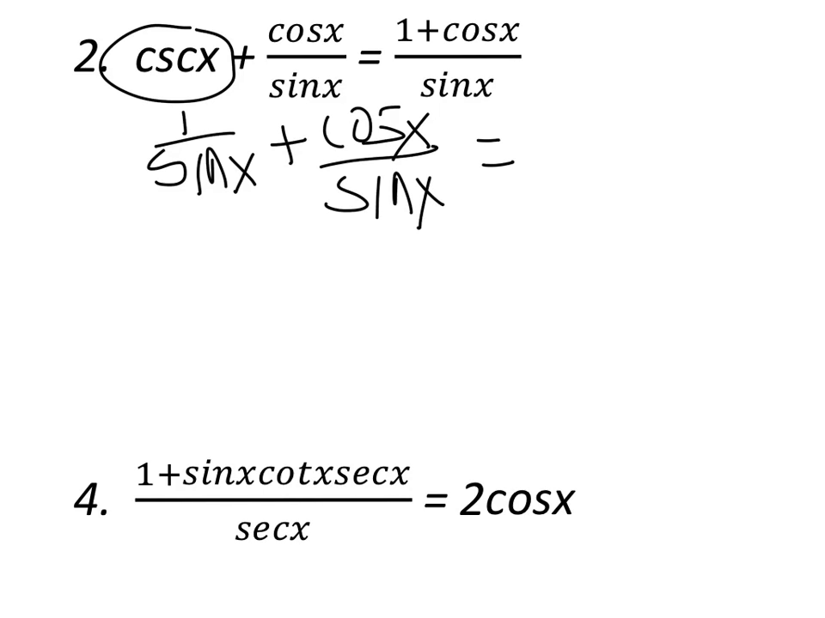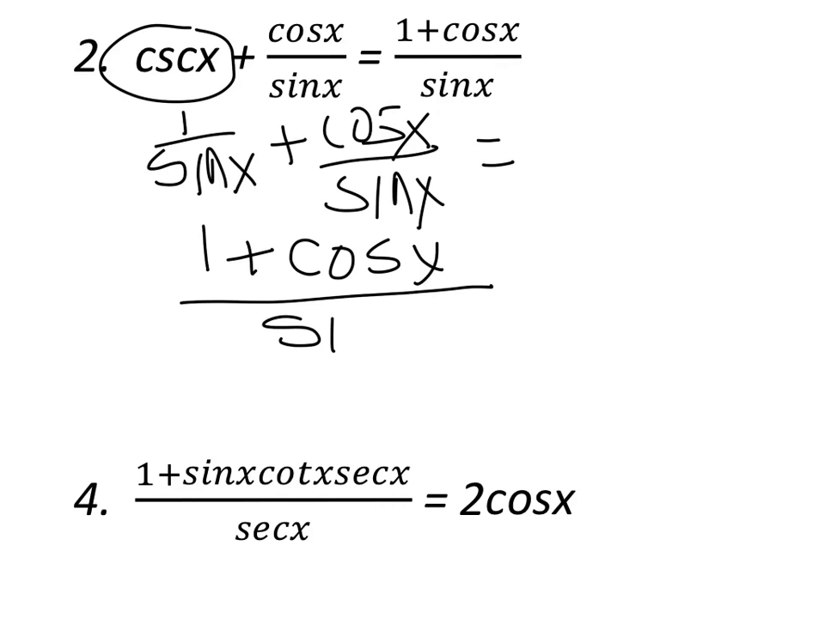And what do I notice? I notice that I have a common denominator, so that means I can add my numerators together. And that's all over sine. And that's exactly what I wanted it to look like on the other side. So we're done.